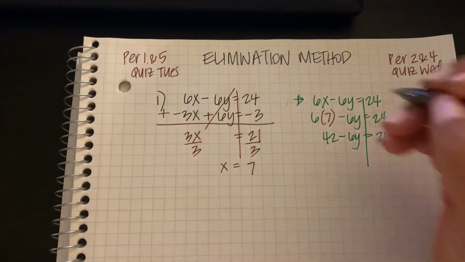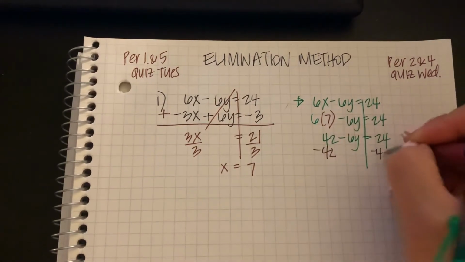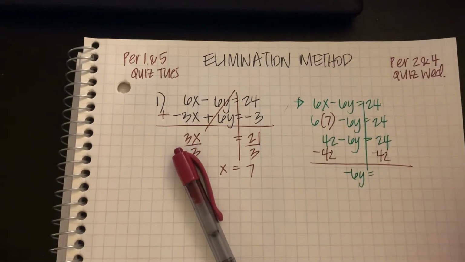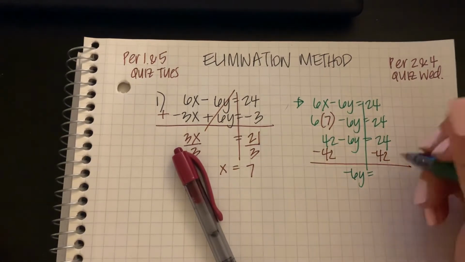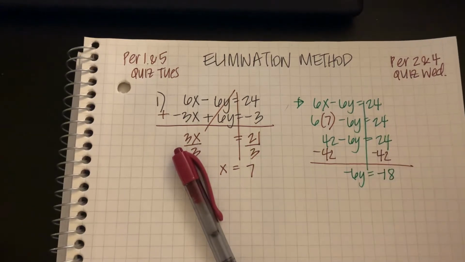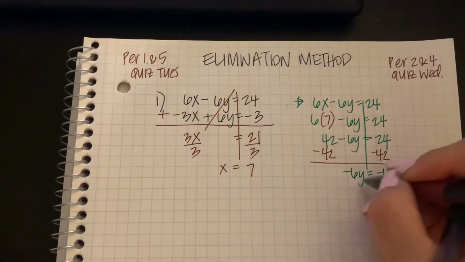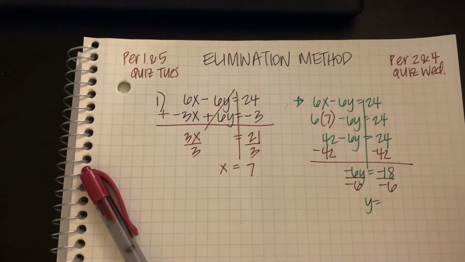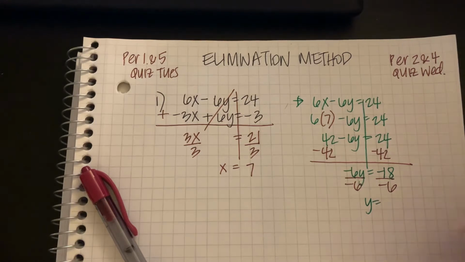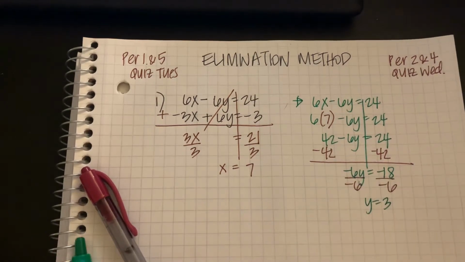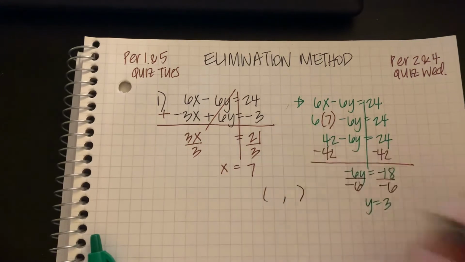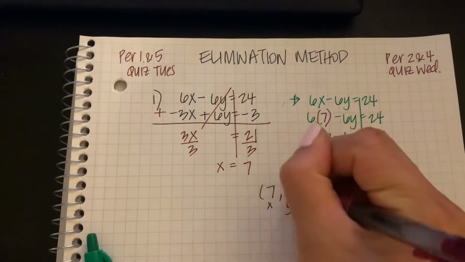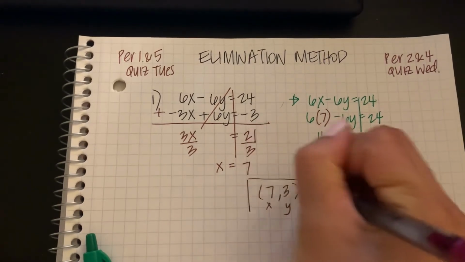And then I'm going to go ahead and subtract 42 to both sides. I'm left with negative 6y. 24 minus 42 is negative 18. Don't forget about that negative sign. Divide by negative 6. Negative divided by negative is always positive. Negative 18 divided by negative 6 is a positive 3. So remember, when I write my final answer as an ordered pair, x always comes first. So I have 7, 3, and this is my final answer.